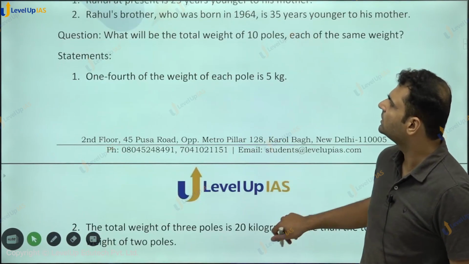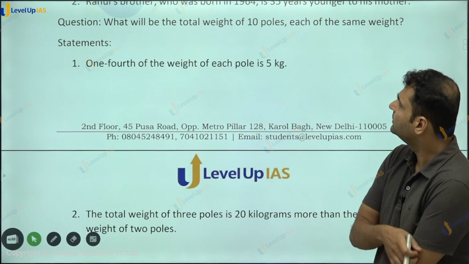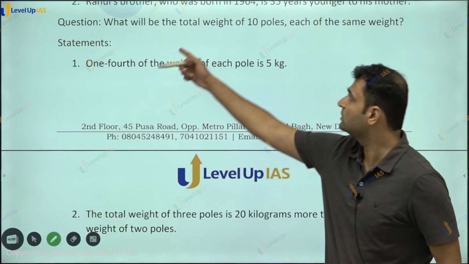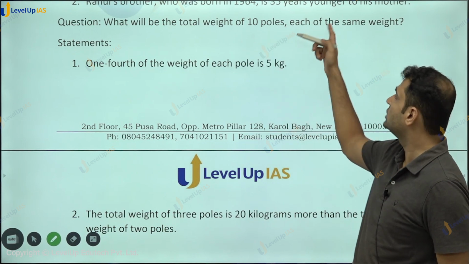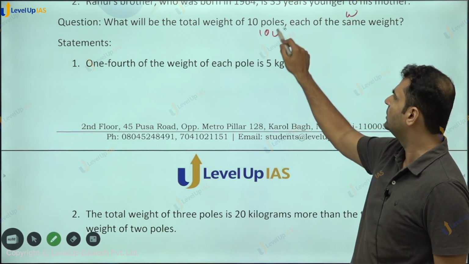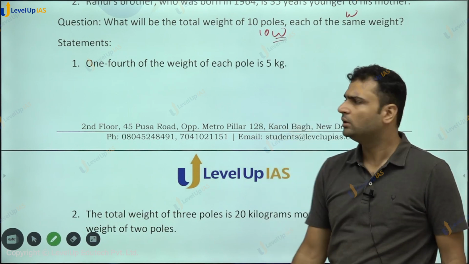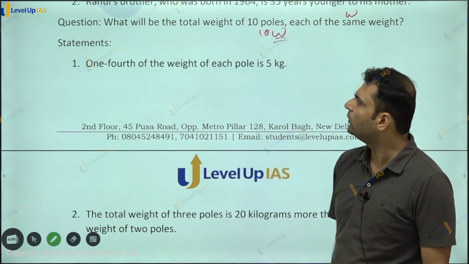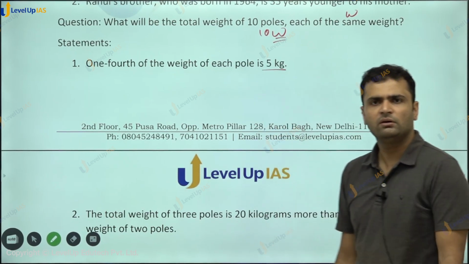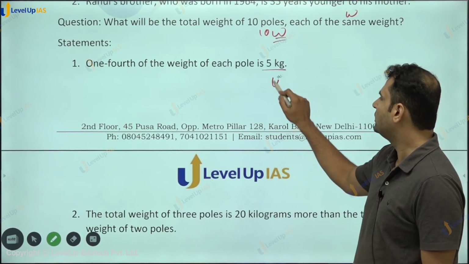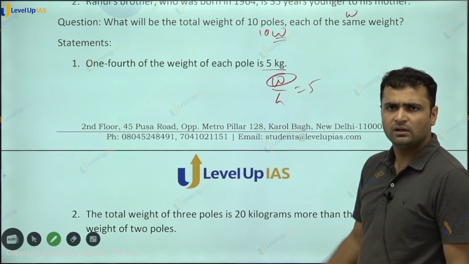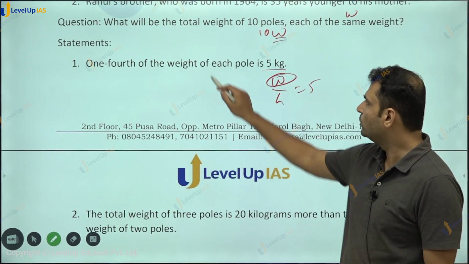Let us see next. What will be the total weight of 10 poles, each of the same weight? So if the weight of the pole is some W, we want to find value of 10W. Basically, we want to find value of W, right? First statement, 1/4 of the weight of each pole is 5 kg, which is weight of pole divided by 4 is equal to 5. So we'll be able to find W or not? Yes, right? One equation, one variable. So statement 1 alone is enough.